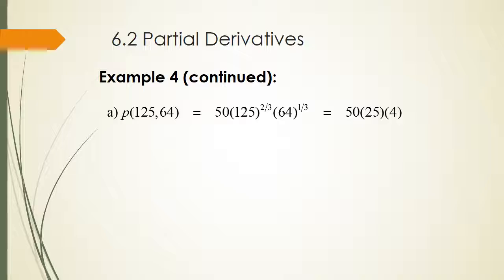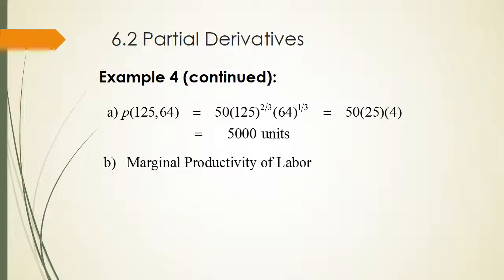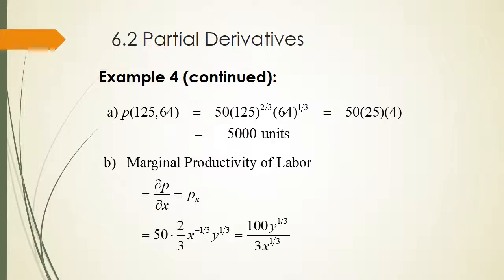Okay, so the first thing, like I said, all you're doing is putting the numbers into the original equation, and you're going to get 5,000 units. The marginal productivity was taking the partial derivative with respect to X for labor. And when we do that, we get 100 y to the 1/3 over 3 x to the 1/3. Now, again, you could have left that 100 over 3 x to the negative 1/3 y to the 1/3. That's fine.